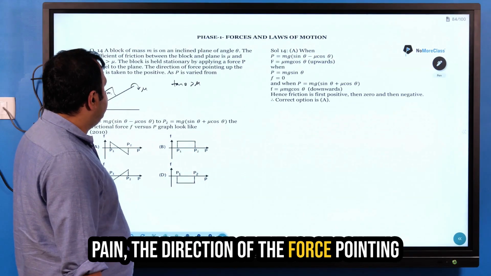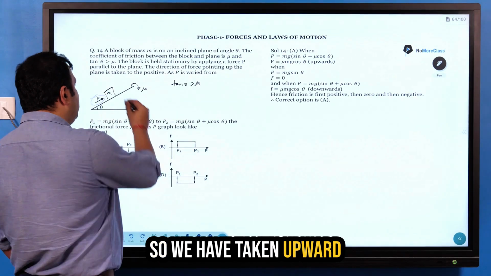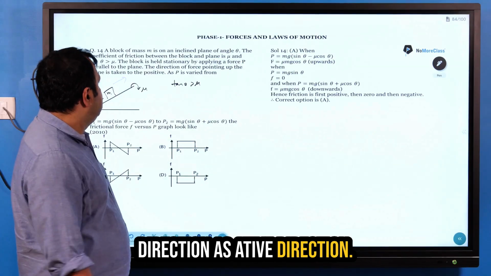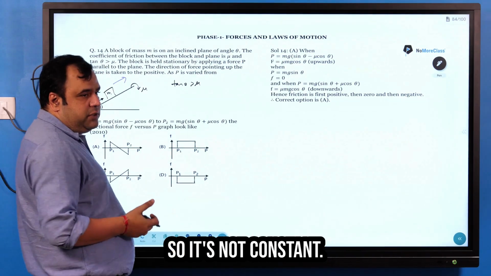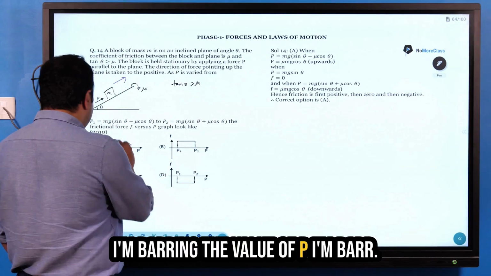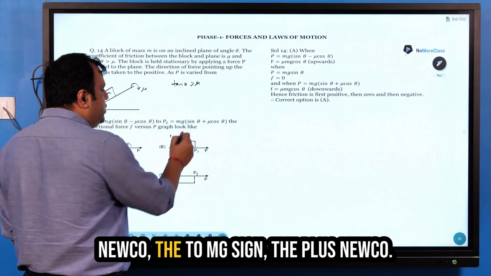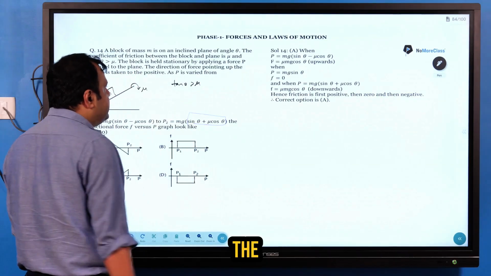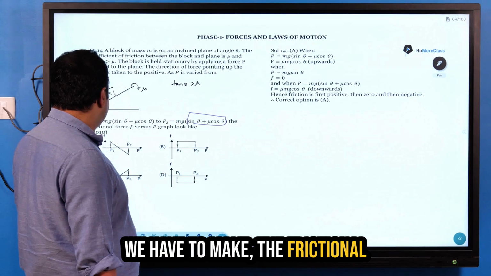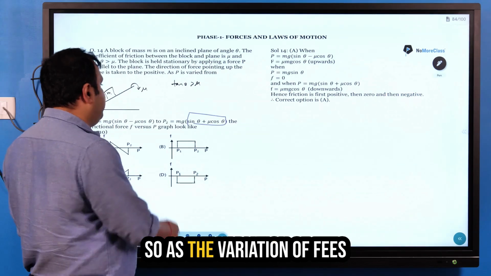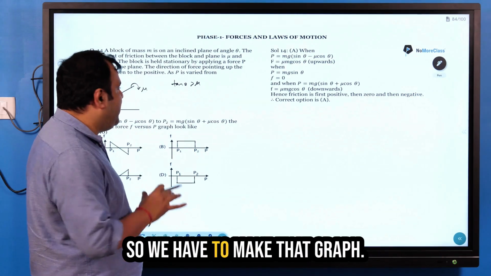The direction of the force pointing up the plane is taken to be positive. So we have taken upward direction as positive direction. Now, as P is varied, the value of P I'm varying. So it's not constant. I'm varying the value of P from mg sine theta minus mu cos theta to mg sine theta plus mu cos theta. We have to make the frictional force F versus P graph. So as the variation of P is happening, corresponding to that friction will also be varying. So we have to make that graph.